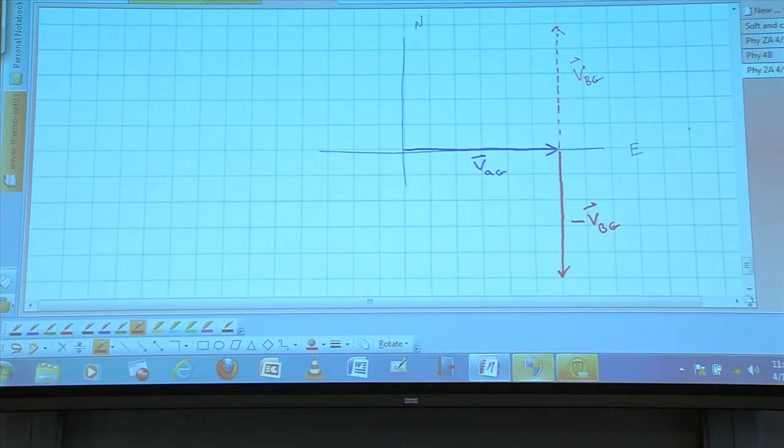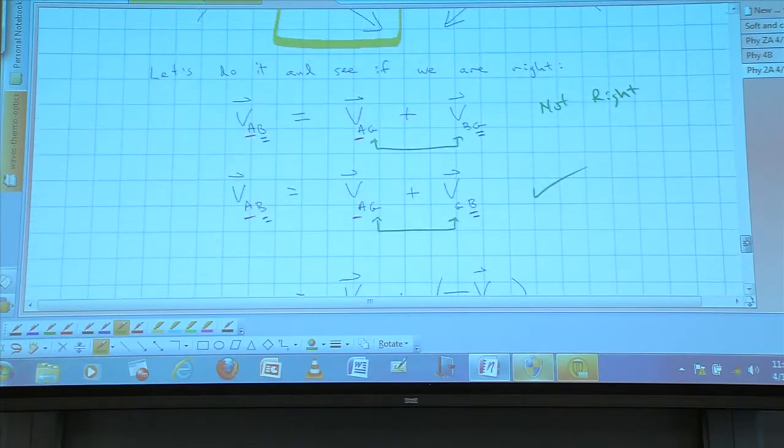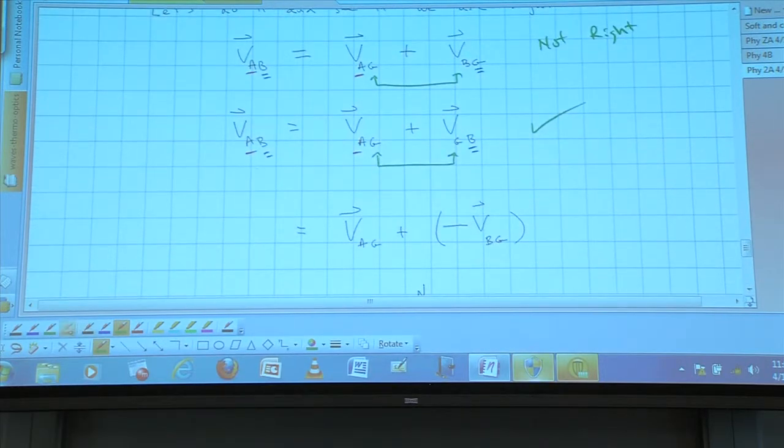And then what's our resultant? I'm running out of colors here. How about green? Our resultant vector is this one right here. That is the velocity of A with respect to B. Okay, that's why we do this little formula. All right, that's why we do this.